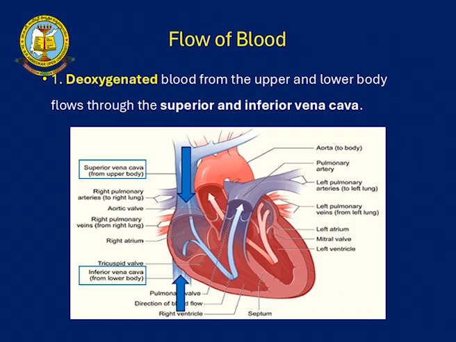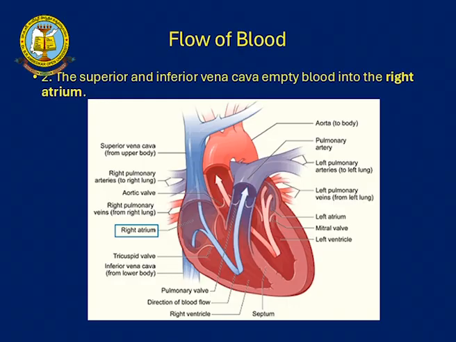The blood from the upper and lower body flows through the superior and inferior vena cava. The deoxygenated blood flows from the upper and lower body through the superior and inferior vena cava. From where is the deoxygenated blood collected? From the different cells in all parts of the body. The superior and inferior vena cava collect the blood and empty it into the right atrium.